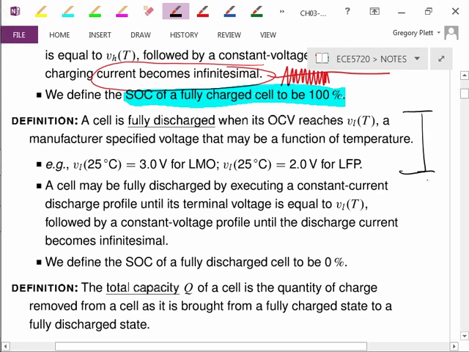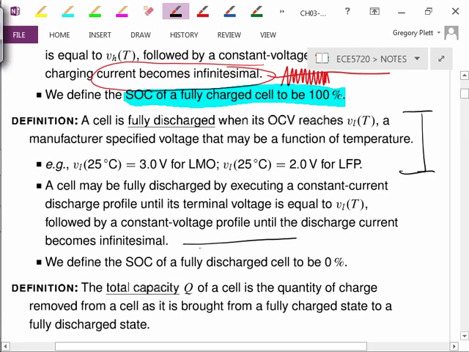How do I achieve that in practice? This next bullet tells about how to do a lab test that at least approximates it, and it's exactly the same idea that we discussed for charging a cell. We discharge by executing a constant current discharge profile until the terminal voltage hits the minimum voltage, and then we follow by a constant voltage profile. We hold the voltage until the discharge current becomes infinitesimal, and that again means that my diffusion voltages and my IR ohmic drop become almost zero, so that all that's left is hysteresis plus OCV. If hysteresis is considered negligible, then OCV is equal to my limit, I'm done.